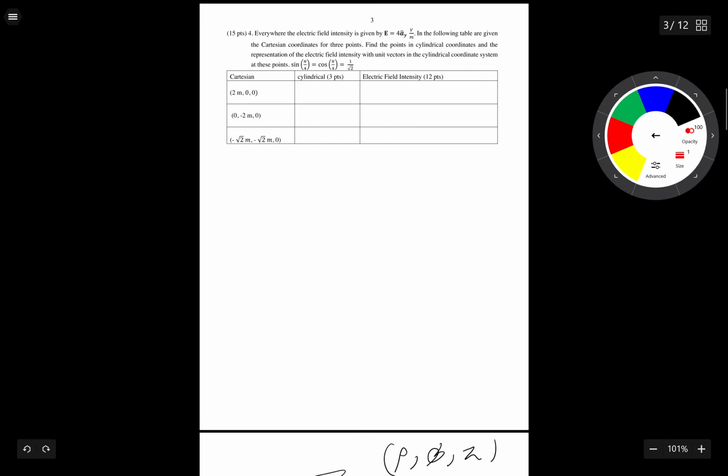So let's see. For our first point, because all our z's are zeros, it will be easier for me. So this is our y-axis, this is our x-axis. You can think of the z-axis as coming out of this page as the positive z-axis, and going inside the page as the negative z-axis. So our first point is somewhere over here. It's 2 meters, and we see our y component is 0, so it's going to be on this line.